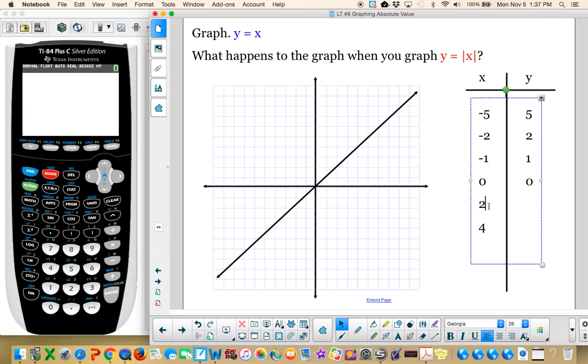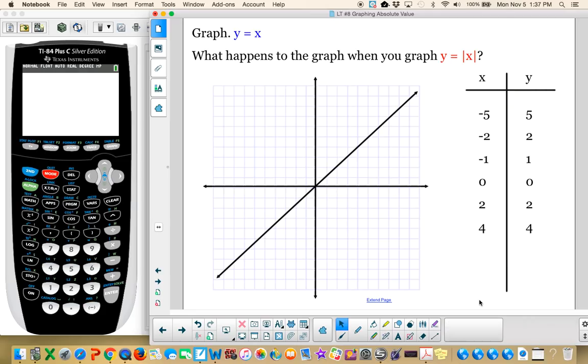If I take the absolute value of 2, that means the distance from 0, I get 2. The absolute value of 4, the distance from 0, is 4. So I have a table of values. I can start plotting these points.